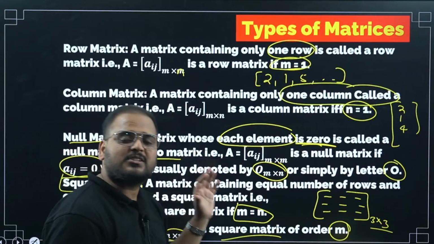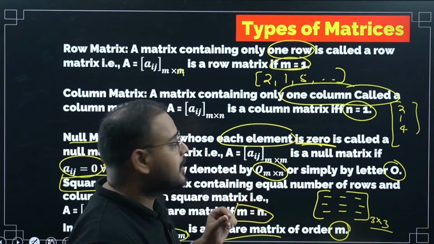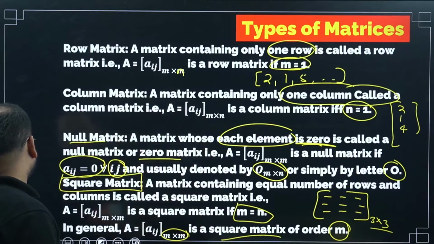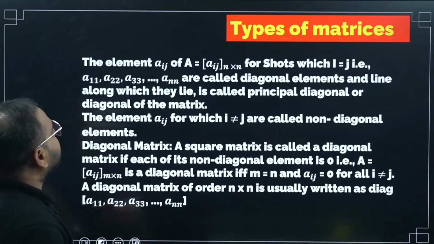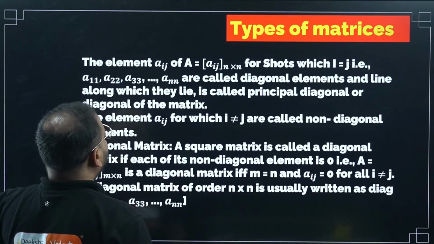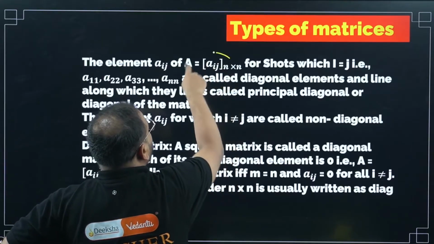Simple definitions, not much is there. Yes, questions will be there on all of these, but they are simple definitions. Nothing much over here. Now the element aij, that's how we write it.